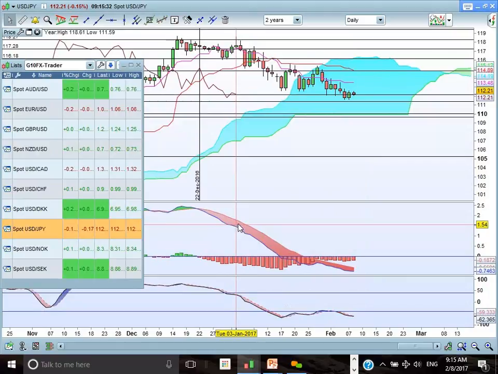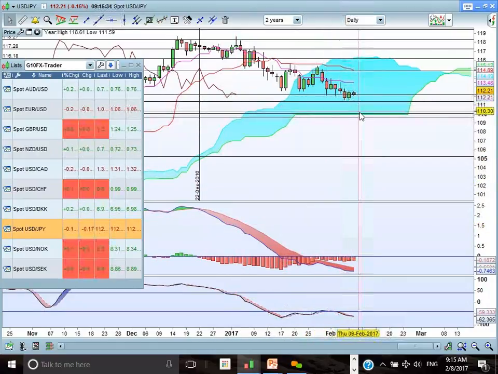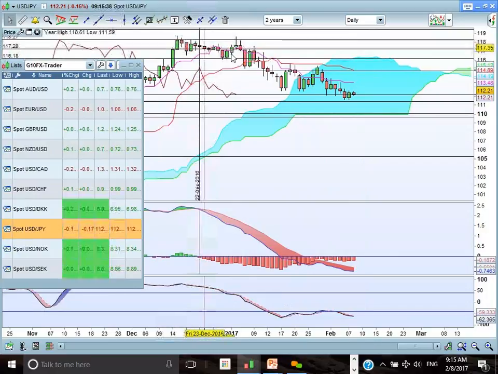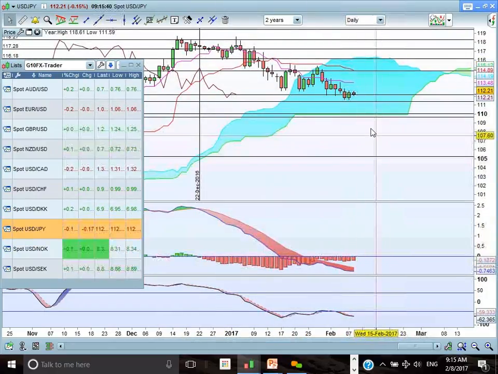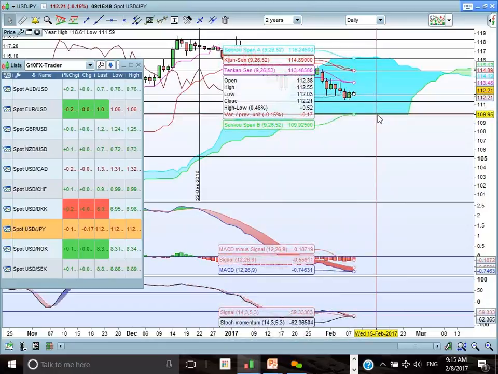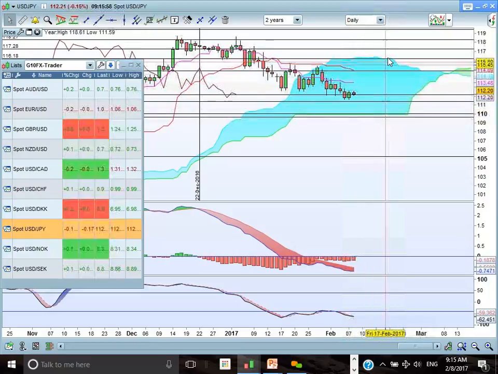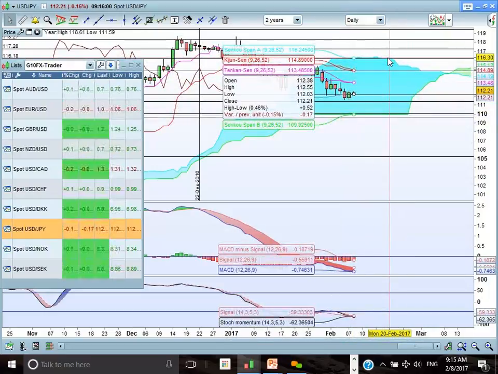US dollar, Japanese yen, on its way to test support at the bottom end of the cloud. We've had a nice MACD sell signal there that remains valid until we've had a buy. But I would be looking at going long on any type of successful retest of this cloud chart level here at 109.95, 110. So watch out the 110 level for a potential rebound in the US dollar Japanese yen. And if the rebound takes place, we will be going back up to the top end of the cloud here.